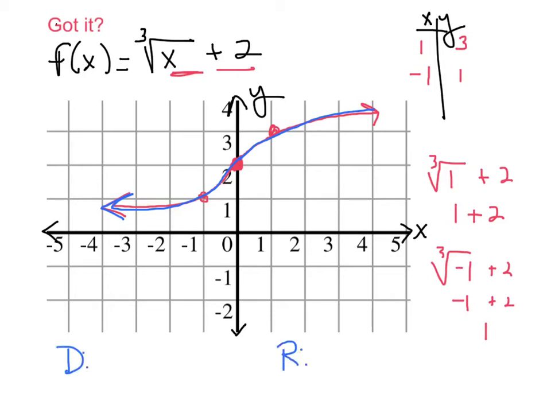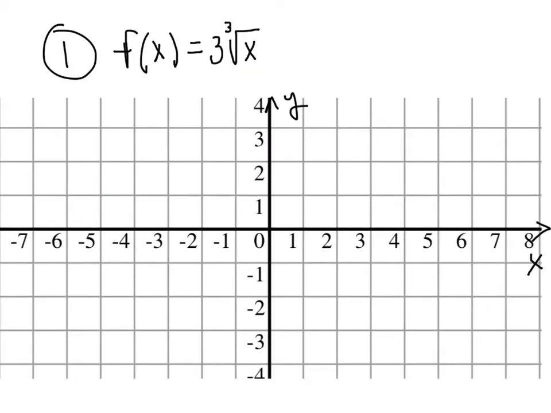Domain and range. Your domain and range, x is all real numbers, y is all real numbers, because your x value goes left and right, and your y value goes up and down, so it's always going to be all real numbers. All right.